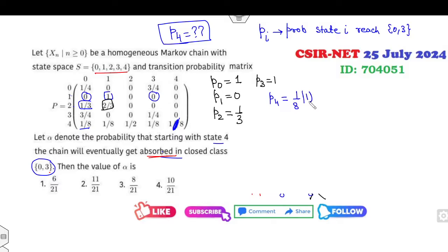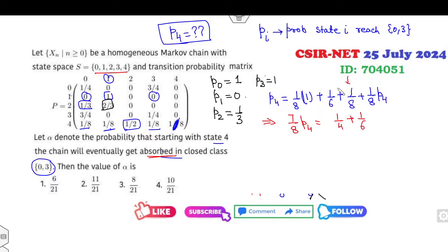P0 is my 1 plus 1 over 8 into P1. P1 is 0. 1 over 2 into 1 over 3. That's a 1 over 6. 1 over 8 into P3 and 1 over 8 into P4. So you can see that 7 over 8 into P4 is 1 over 4 plus 1 over 6. 1 over 8 plus 1 over 8 is 1 over 4. 12 is the LCM. So 3 plus 2, 5. So 7 over 8 into P4.